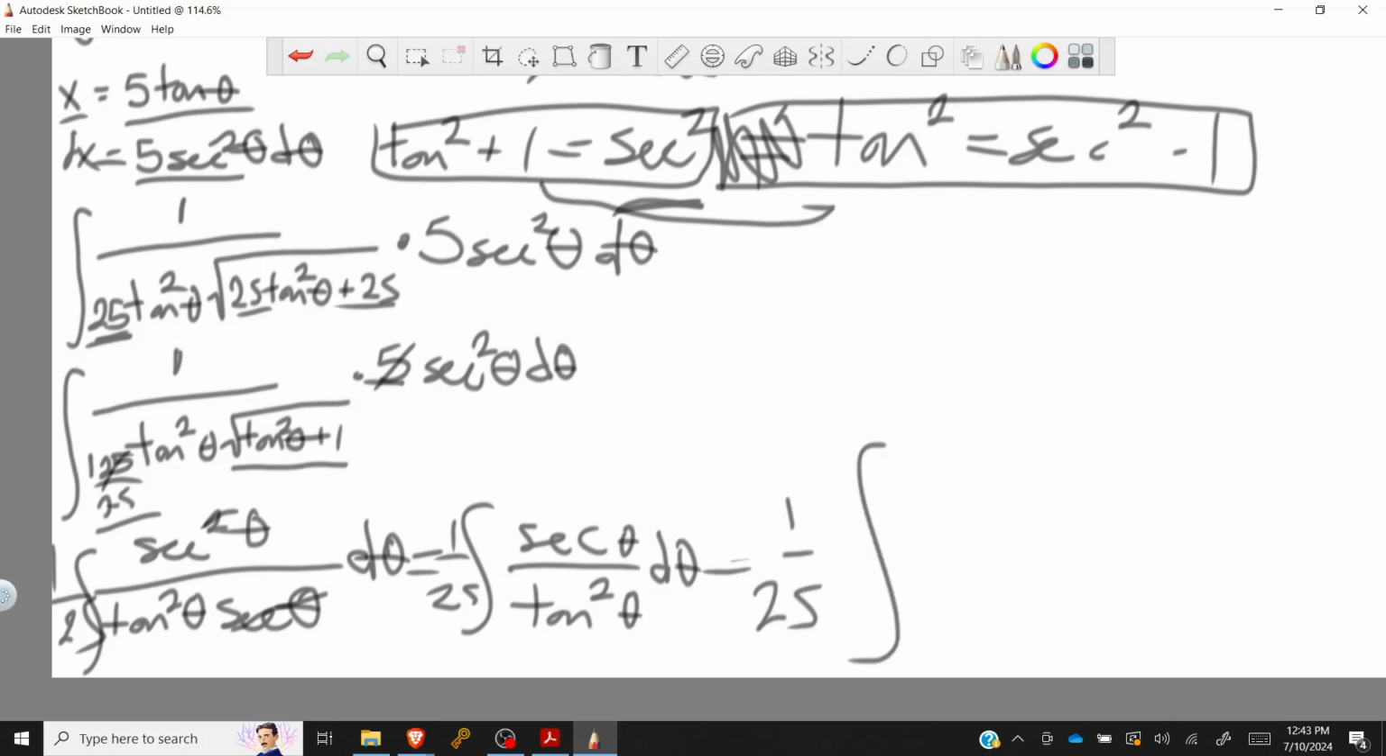My other thought was the power reducing formulas, but I would hope that they wouldn't spring that on us. So if we have secant theta over secant squared minus 1, where could we go from there?